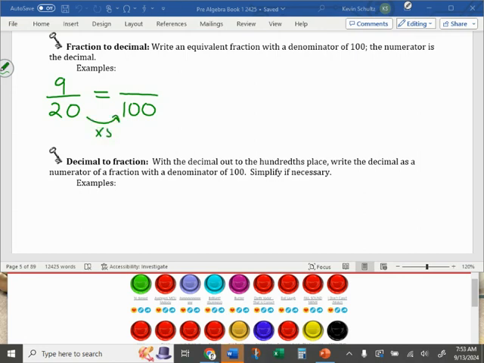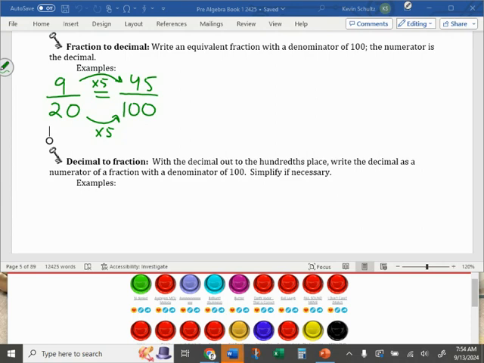Yes, I remember that, that scale factor, right? Good. I hear people saying they remember it. Okay. We're looking for how do we get to 100, right? With equivalent fractions, what's that scale factor? 20 times 5 is 100. 9 times 5 is 45. So 9/20 is equal to 45 hundredths.